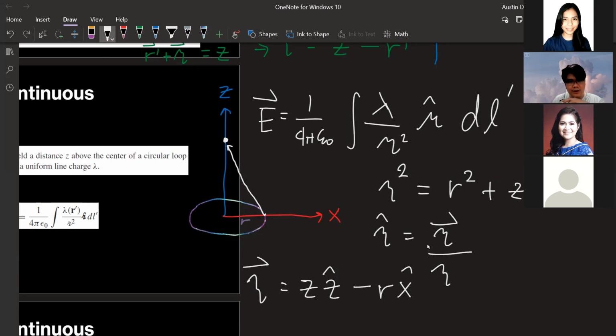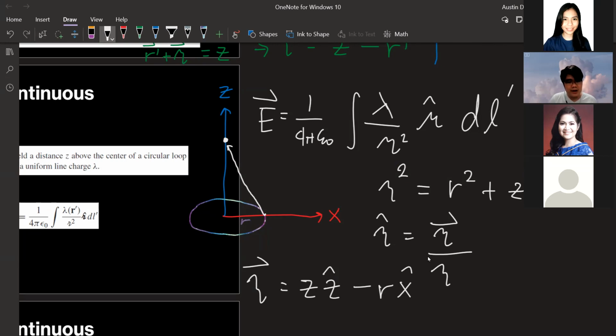Hindi siya x katulad nung kanina kasi kanina yung charge mo nakalapat dun sa x coordinate mo. But this time, no, the radius is constant. So, this is just r. Di ba? Yung value ng x mo. Okay. We're gonna invoke asymmetry. Okay? Sabihin natin na mag-zero out na lang yung x component mo.